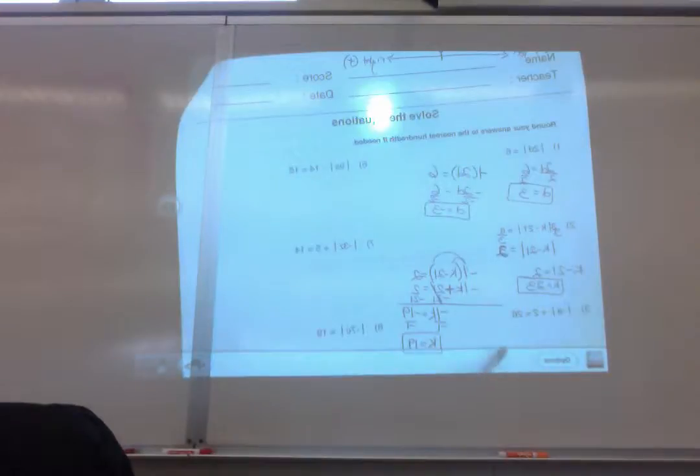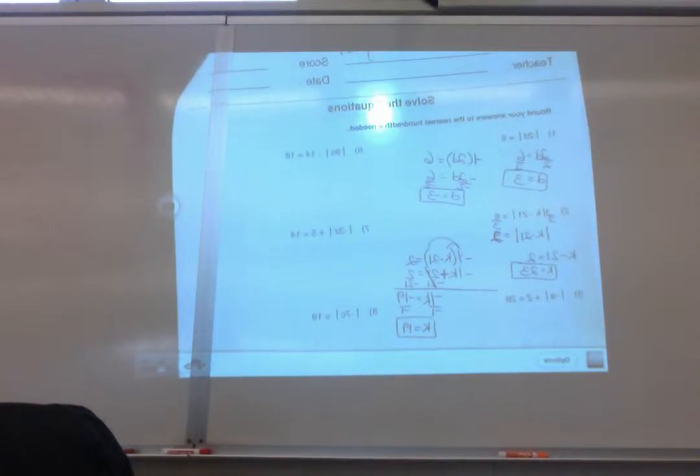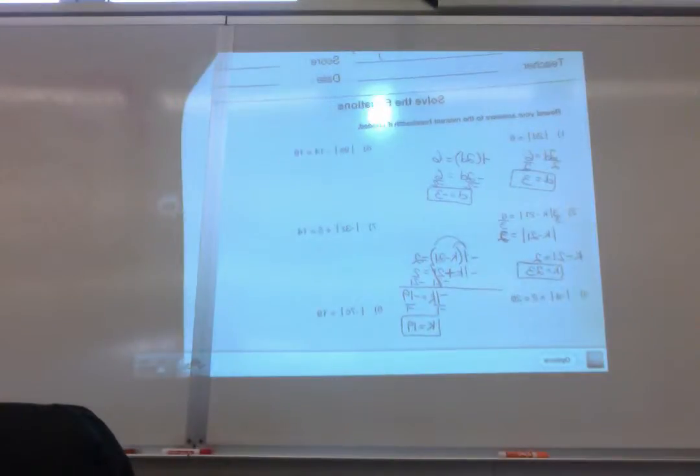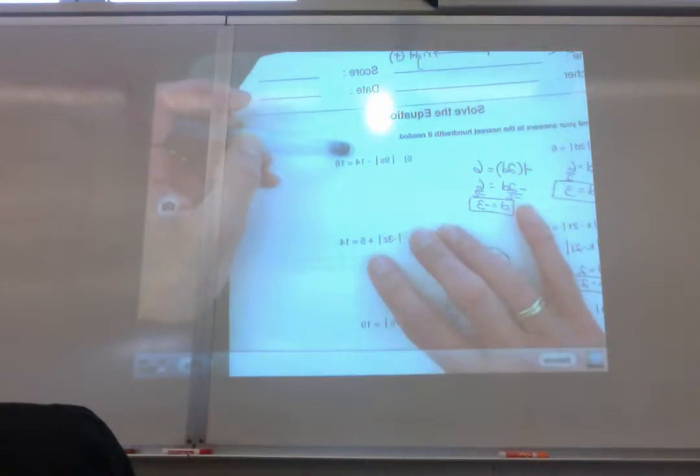We practiced a couple together at the beginning of the week. And I saw people about halfway done with this page of this worksheet. How's it going? Is it becoming a little more clear? I'm almost done with it. Okay, let's take a look at number 6.